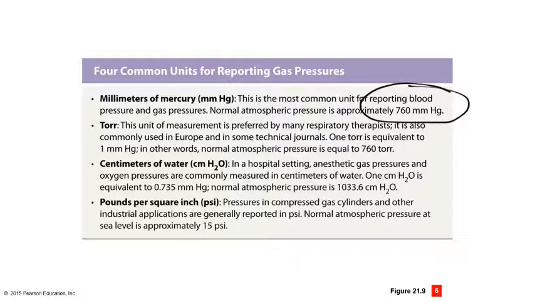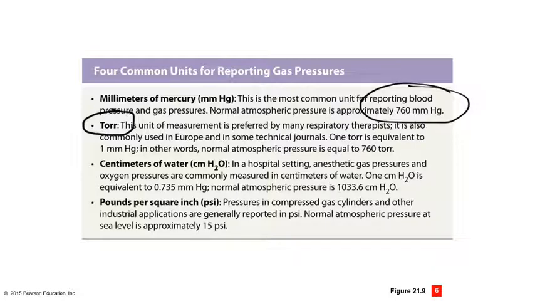So 760 millimeters of mercury, that is normal atmospheric pressure at sea level. Now, 760 millimeters of mercury, that's a big mouthful to say. There's another unit of measure called the torr, named after the scientist who described it, so it's normally capitalized. And 1 torr is equal to 1 millimeter of mercury.